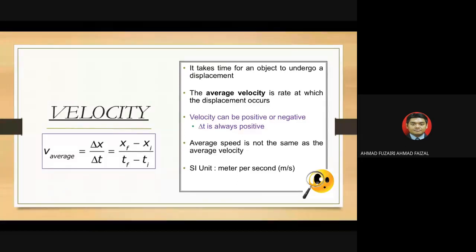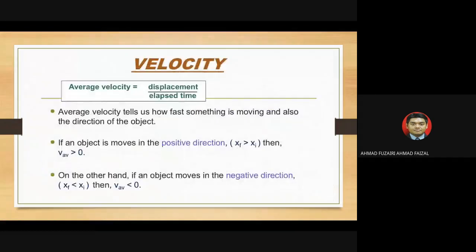meter per second. Average velocity is also a vector quantity. It tells us how far something is moving, along with the direction of the object. If an object is moving in the positive direction, the average velocity is greater than 0. This is because the final position must be greater than the initial position. Otherwise, if an object is moving in the negative direction, you may get an average velocity less than 0. This is because the final position must now be less than the initial position of the object.